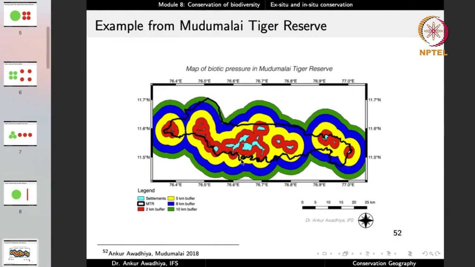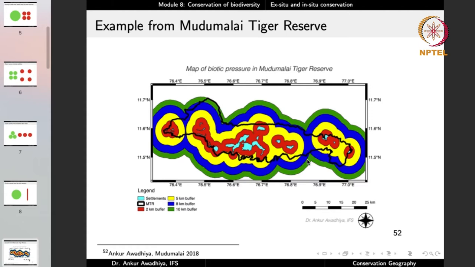And if we drew the biotic pressure zones or the zones of influence, then this red is showing us a 2 kilometer buffer, yellow is showing us a 5 kilometer buffer, blue is showing an 8 kilometer buffer, and green is showing a 10 kilometer buffer. Now, if humans and their cattle are able to move inside to say 10 kilometers, then there will be no zone that is left in this tiger reserve that would be free from the external influences. Even if humans are able to move only 5 kilometers, then too you will find that a majority of the tiger reserve will be within the zone of influence.